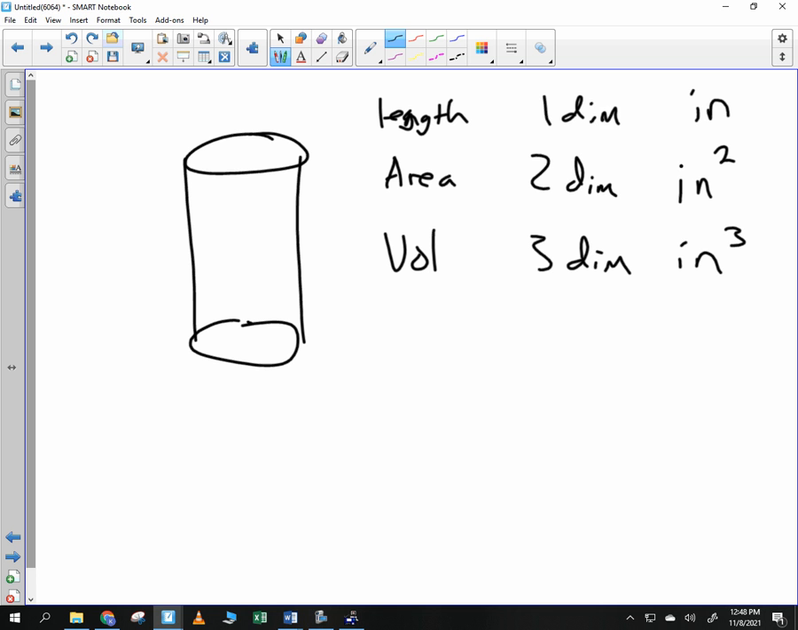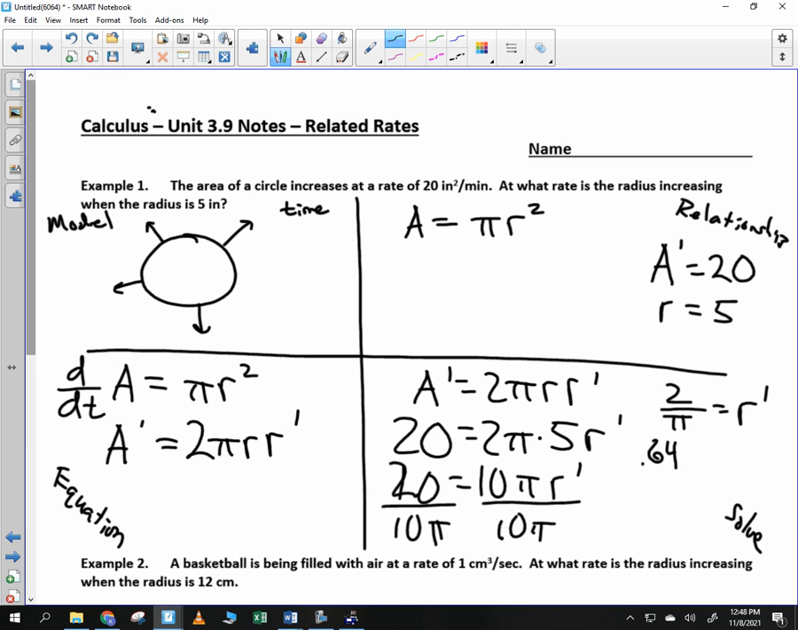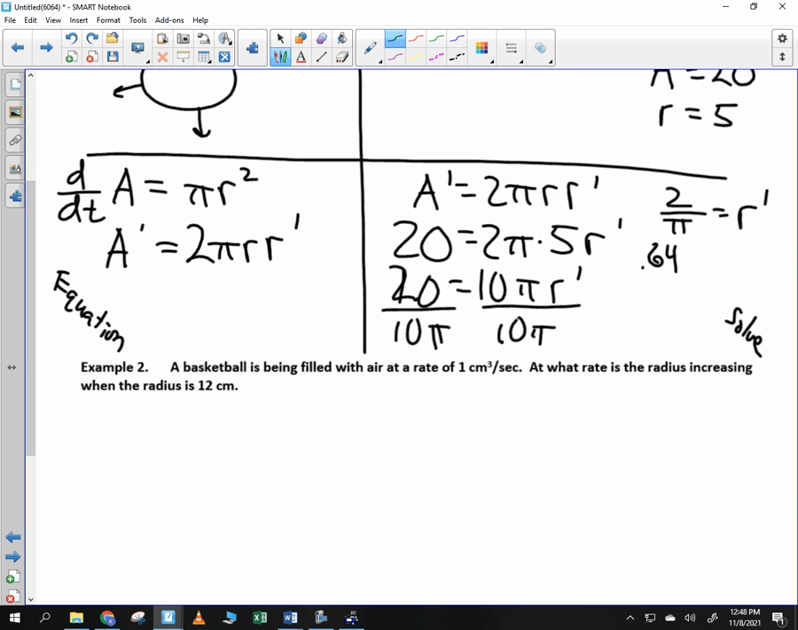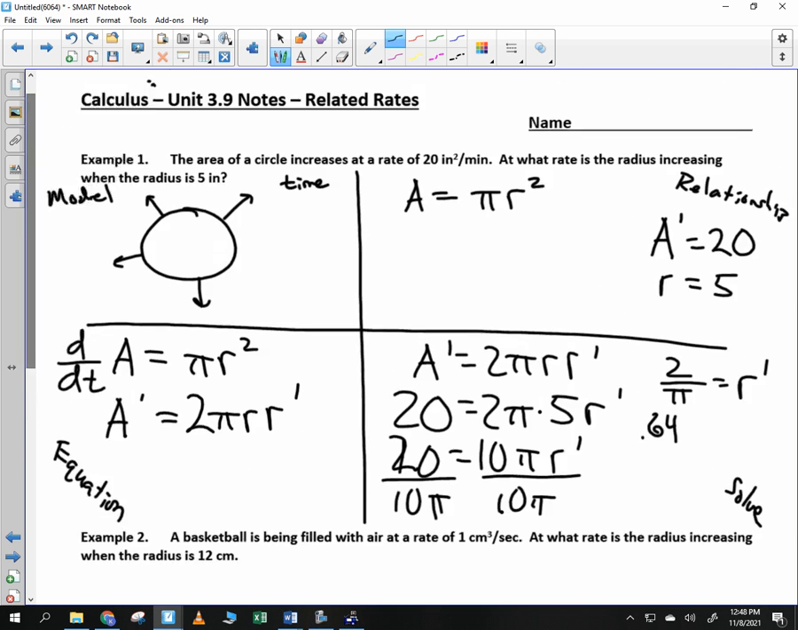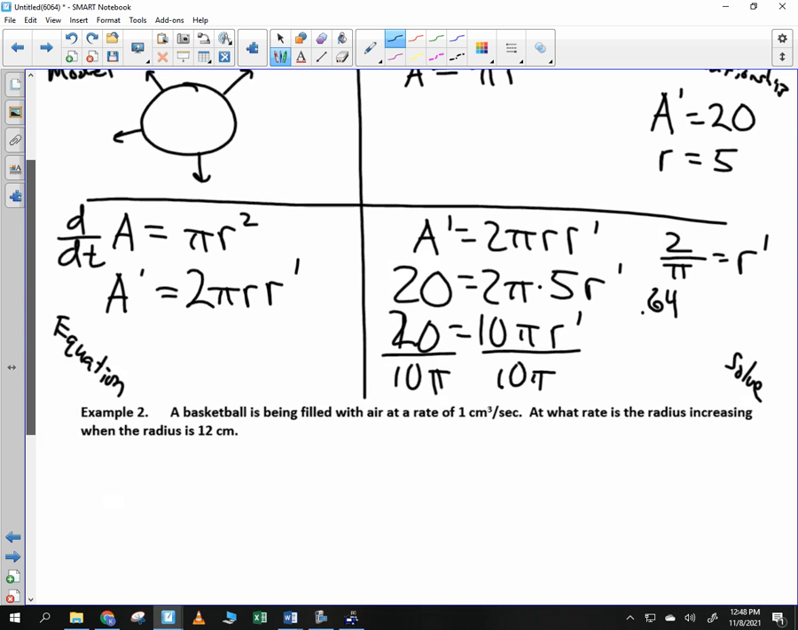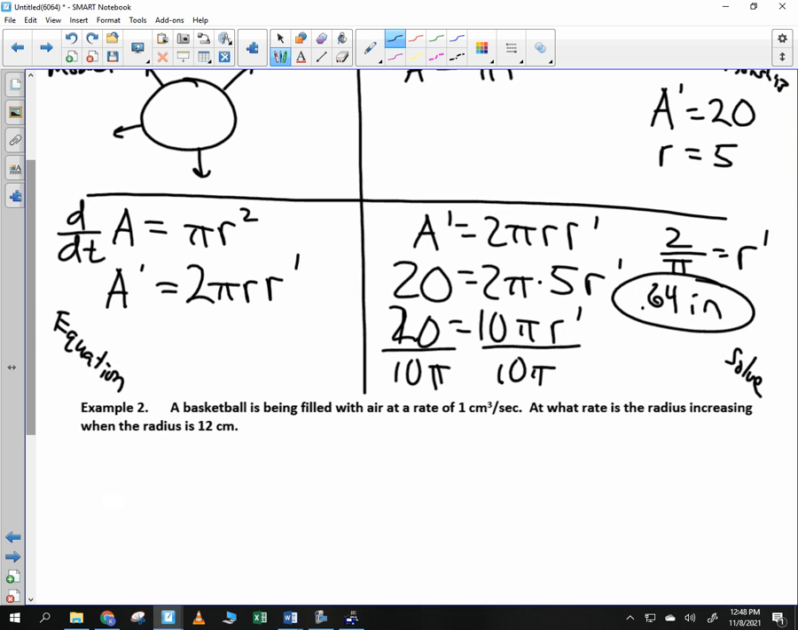So when we measure radius, we're just measuring a single dimension. So we would just say 0.64, and then what's our label in? Inches. So you could leave it as 2 over pi inches. That would be fine as well. Oh, I'm sorry. It's a rate. So this is a rate. Inches per what? Minute.